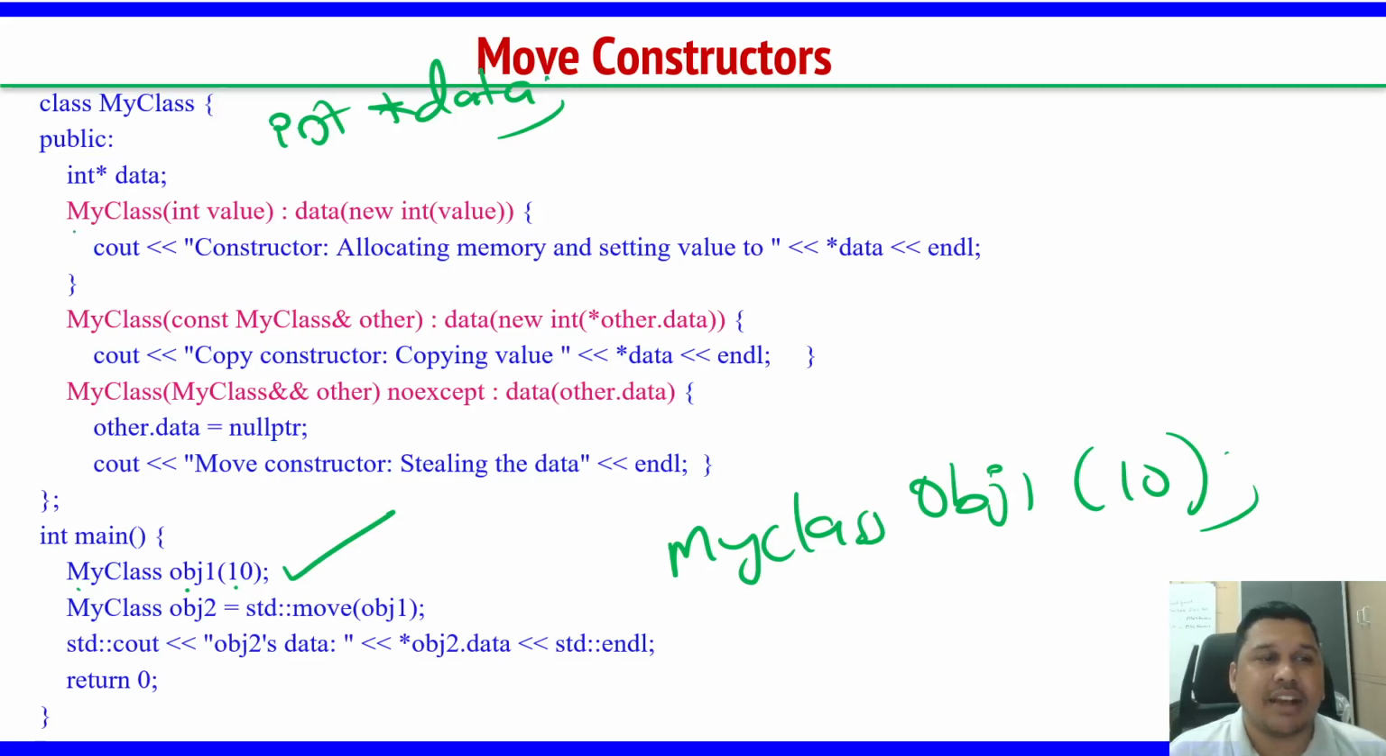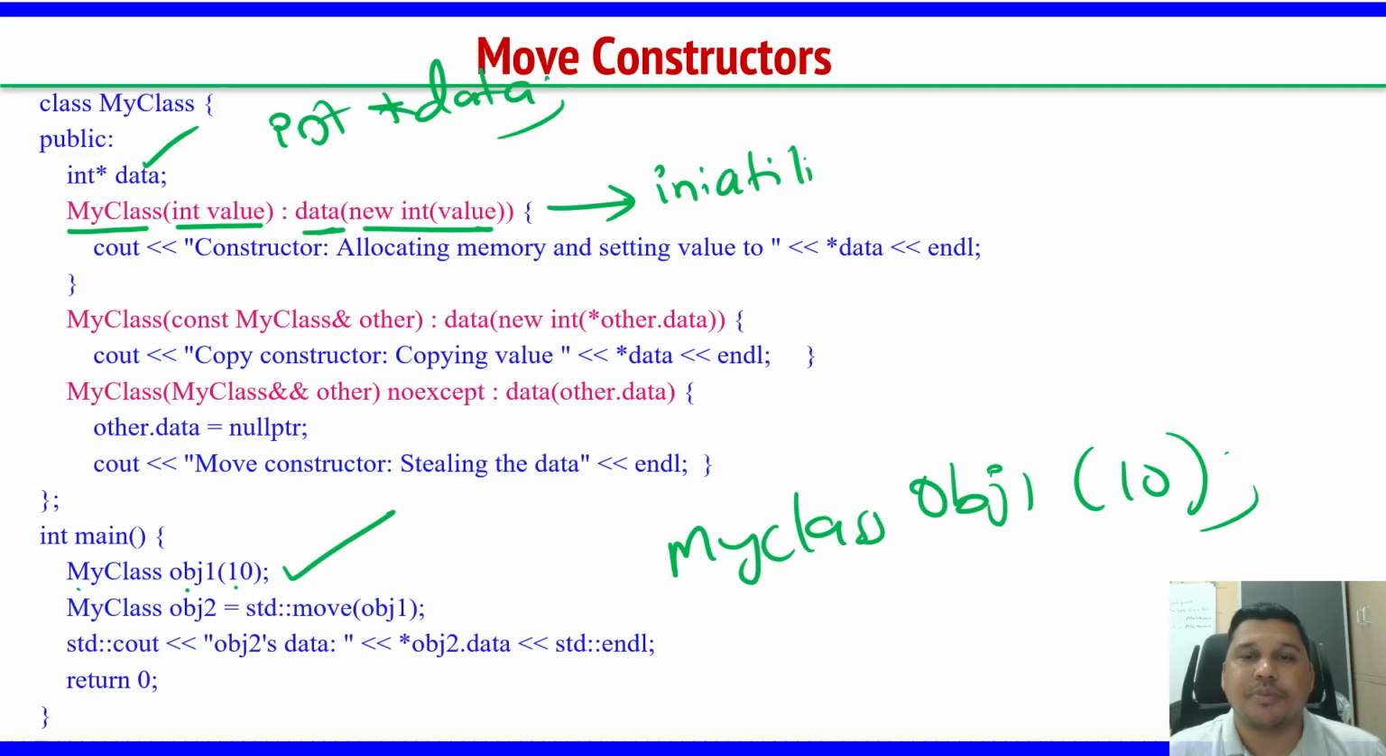See here, yes, we have it. MyClass(int value) colon data, the name of the actual variable, new int(value). So this is assigning the default value to a private data member using an initializer list. Why? Because we cannot do that using a constructor. So I wrote that. This is very clear and simple, right? I have used the initializer list concept to assign some value to this pointer variable, right?